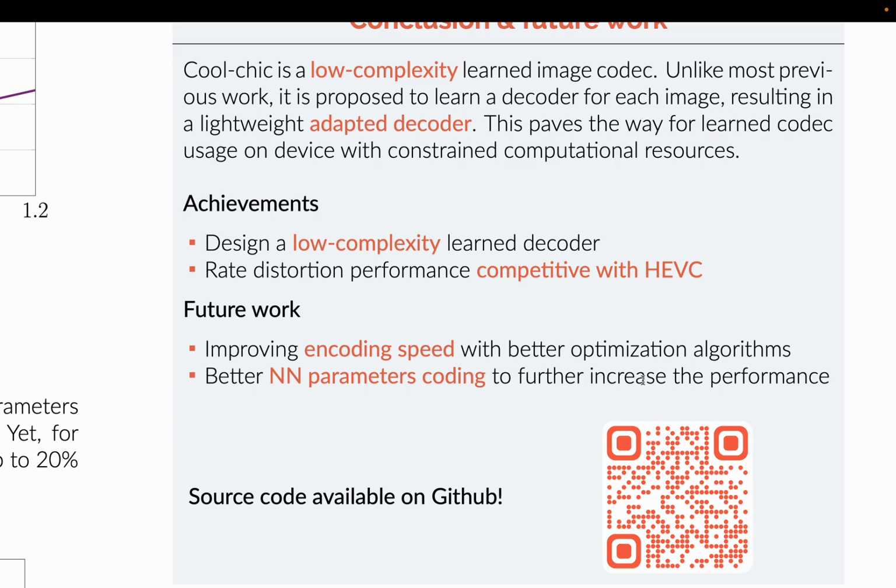Last, everything we've done is available on GitHub, so you can either compress your own images using our model or try to decode some bit streams that we provide, and that allows to replicate the results presented in the paper.